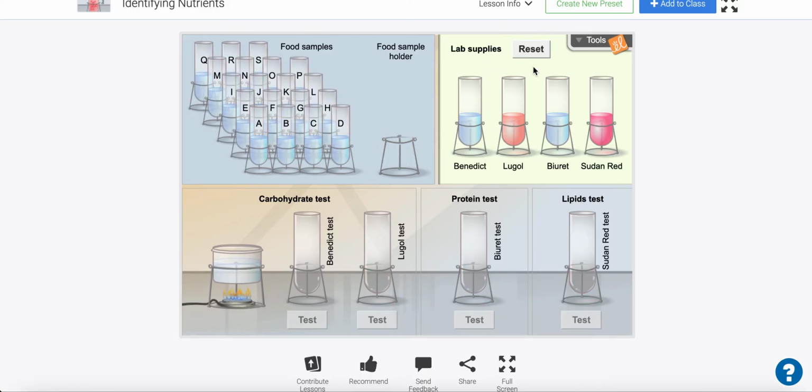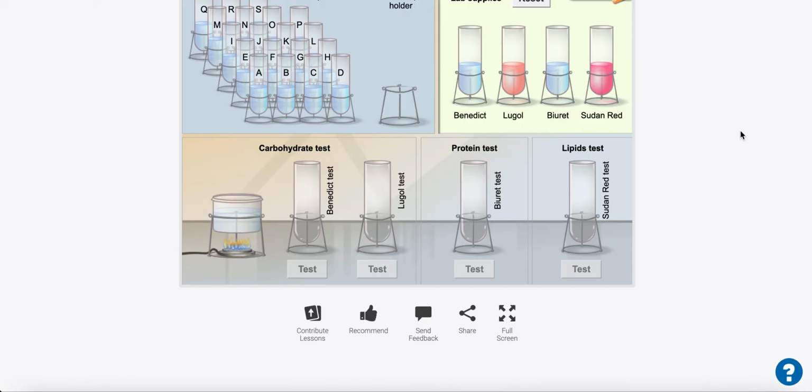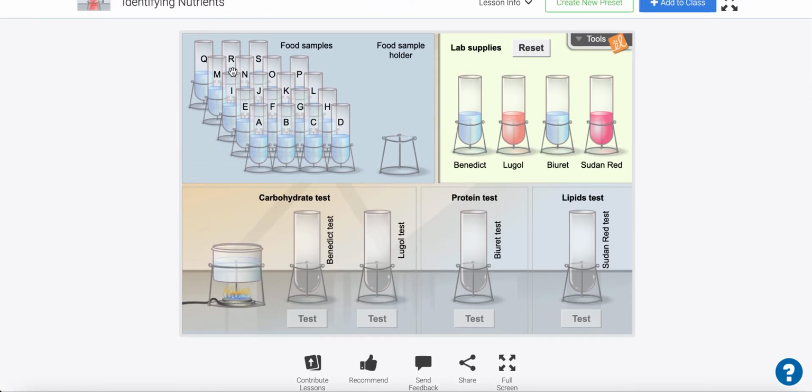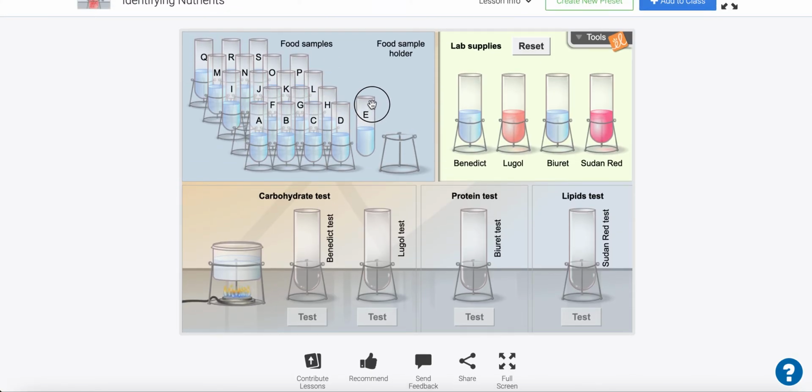For B, we're going to hit reset. And we're going to test all of these samples. So use the 4 available tests. That's to find the nutritional content of samples E, G, and M. So A has been done. We already did A, okay? And so let's do E. So if we drag E here, we're just going to test each of these.